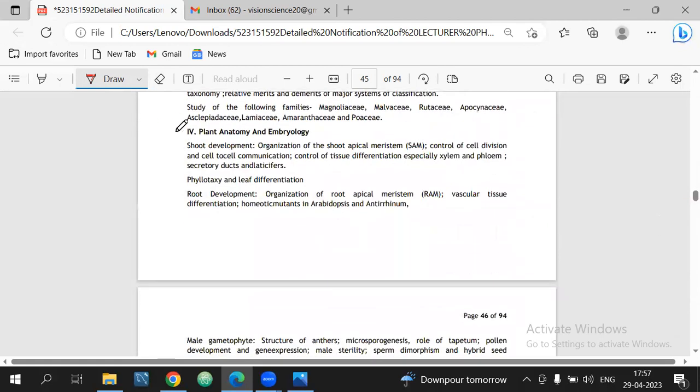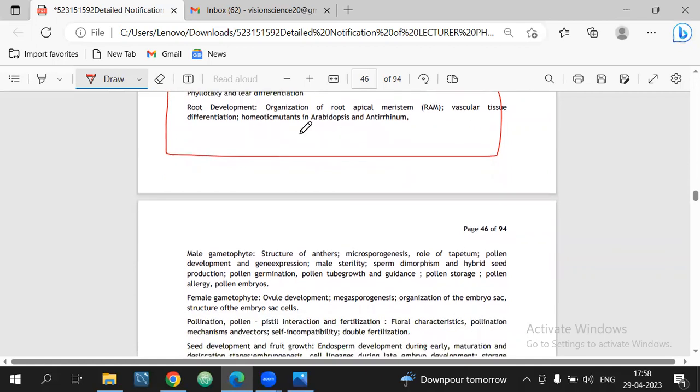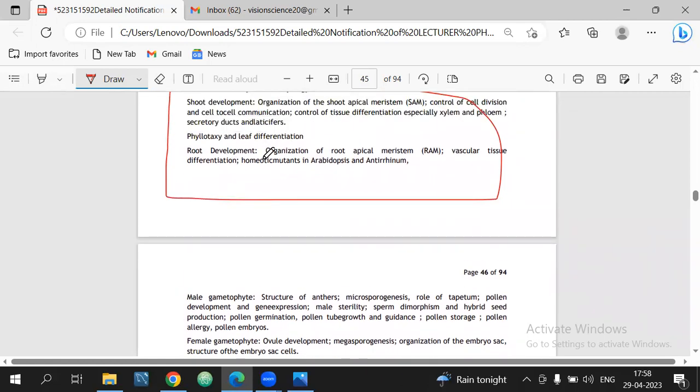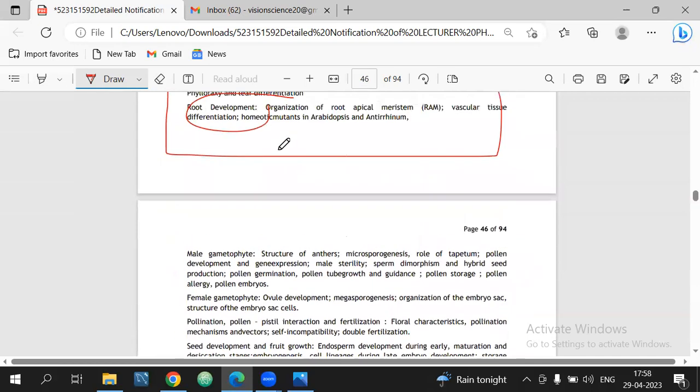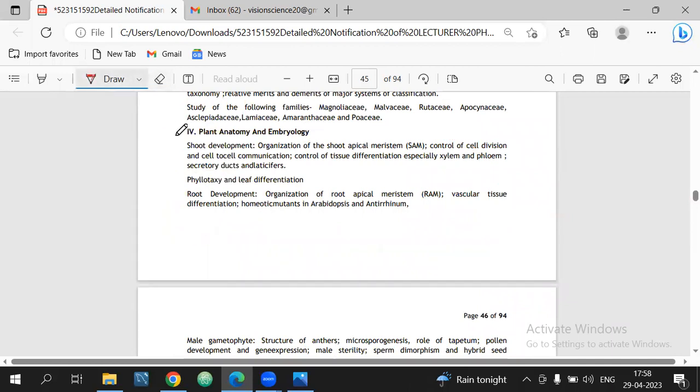But once again, which is the concept oriented one? Anatomy and embryology. Here you can get a concept oriented question, that is ovule development, megasporogenesis, organization of the embryo sac, pollen pistil interaction, root development, shoot development, including dormancy. Here you will get concept oriented questions, right?